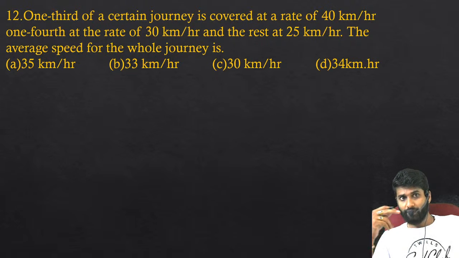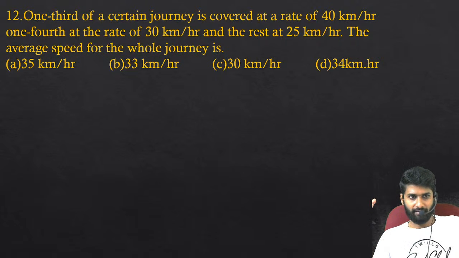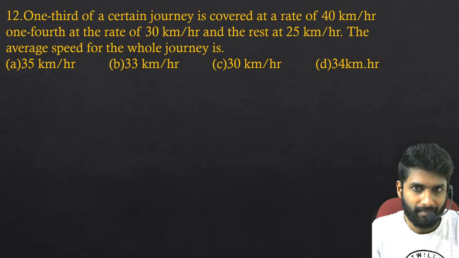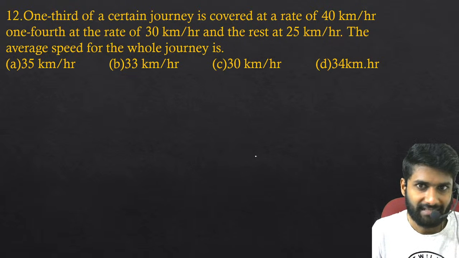See, one third of the journey is covered at a rate of 40 kilometers per hour. One fourth of the journey is at 30 kilometers per hour, and the rest of the journey is at 25 kilometers per hour. What is the average speed of the whole journey? What is the answer?